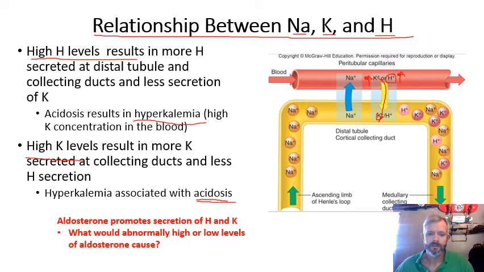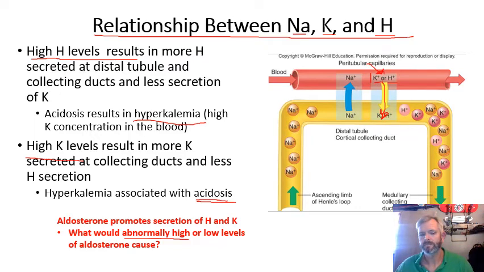Okay. Now let's look at aldosterone. So aldosterone's effects, it has an effect on both of these ions. It has an effect on potassium, and it has an effect on protons. All right, it increases the secretion of both. All right, so what if I had abnormally high levels of aldosterone? What might happen to my blood for these two ions?